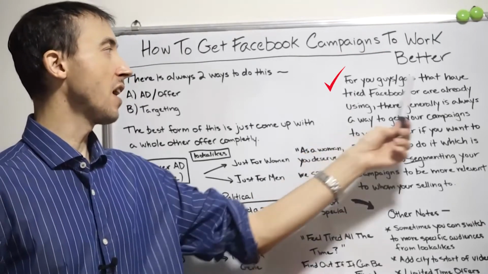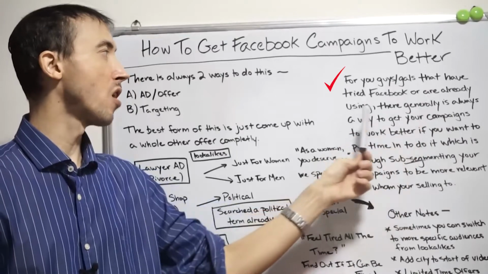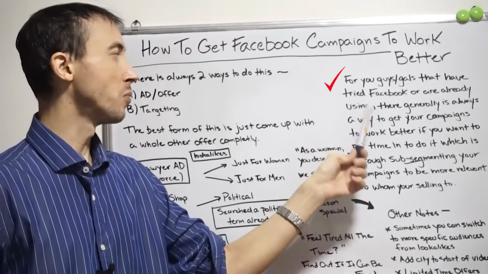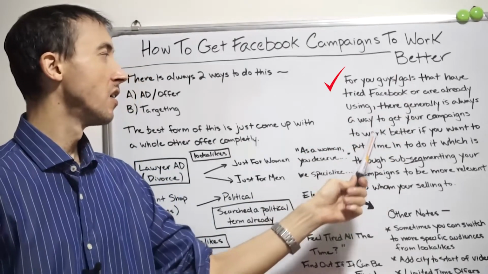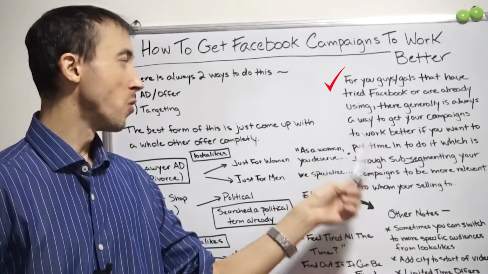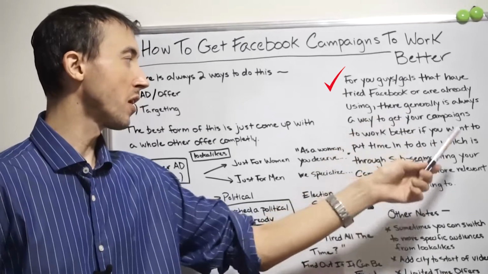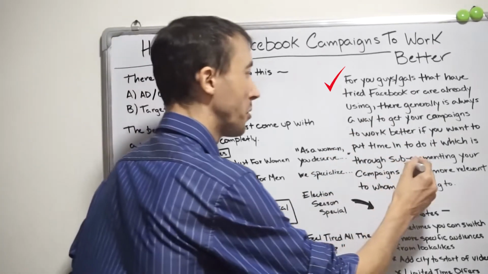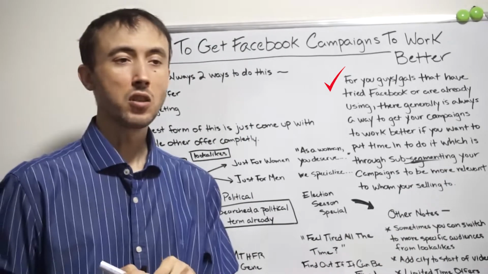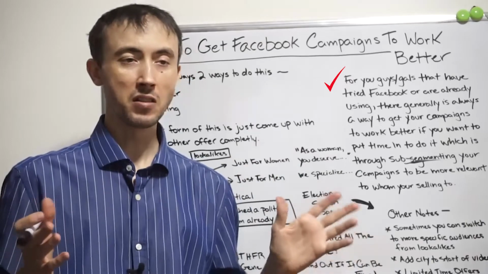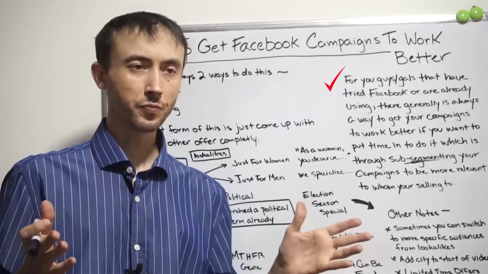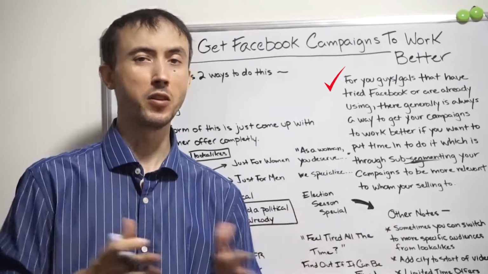So first of all, for those that have tried Facebook or are already using Facebook, there generally is always a way to get your campaigns to work better if you want to put time into what you're doing, which is through a thing called sub-segmenting your campaigns to be more relevant to whom you're selling to. There's a saying in business that I'm sure you've heard, or maybe you have not: in business, if you try to be relevant to everybody, you're relevant to nobody.